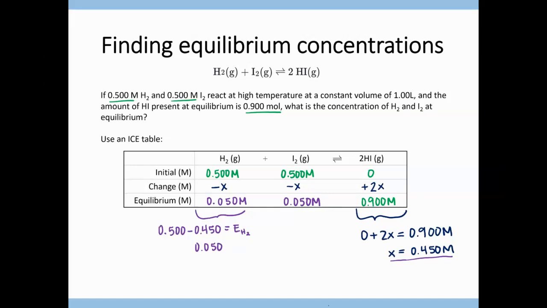So knowing initial concentrations, the ratio of each species in the reaction equation, and the final concentration of the product, we can then determine how much of each reactant is present. And knowing all three of these concentrations, we can then calculate K. So we can find the K value now that we have all equilibrium concentrations.